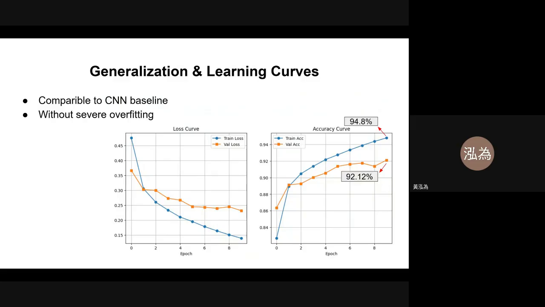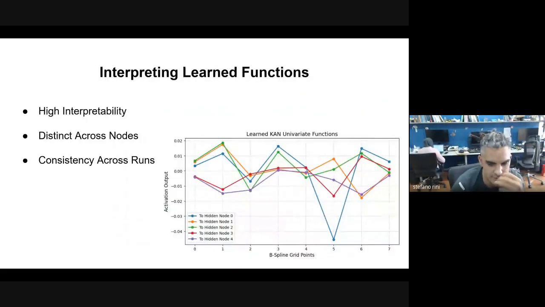Now let's look at the learning curves. Our model achieved a training accuracy of 94.8% and a validation accuracy of 92.12%. This 92.12% is very comparable to our pure CNN baseline. Also, because the gap between the training and validation line is small, it shows our model has good generalization and does not suffer from severe overfitting. Very good. It's a tricky word. Go ahead.